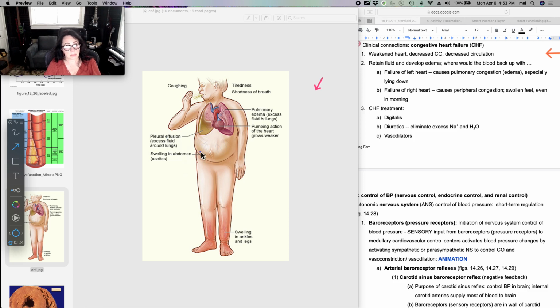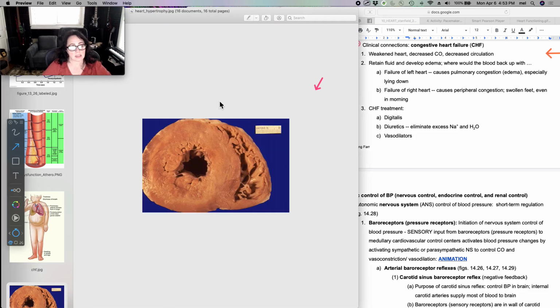You'll also get fluid that is pushed out of systemic capillaries into the hands and the feet, and you can also get some swelling in the abdomen. And then later on, your heart has been working so hard to try to compensate for this traffic jam that you'll get an increase in the musculature and the walls of the heart.